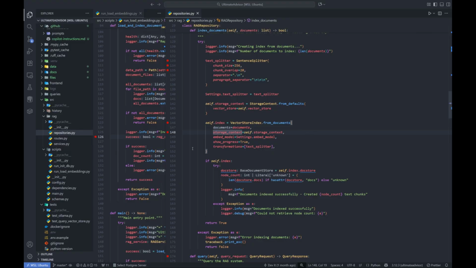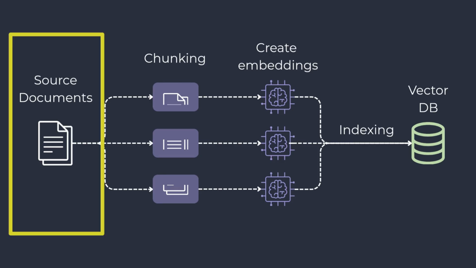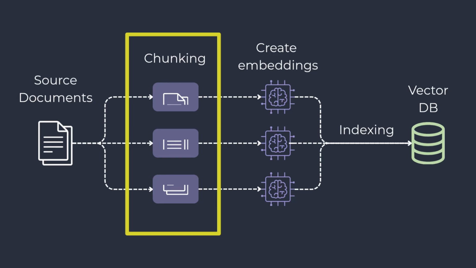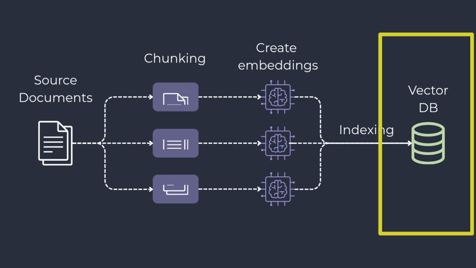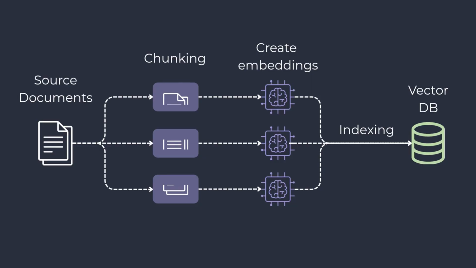So to recap the loading process, first, we load the PDF document. Second, we split it into smaller chunks. Third, we convert each chunk into an embedding, this vector of numbers. And four, we store all embeddings in the vector database. And that's it. Our data is now loaded and ready to be searched.